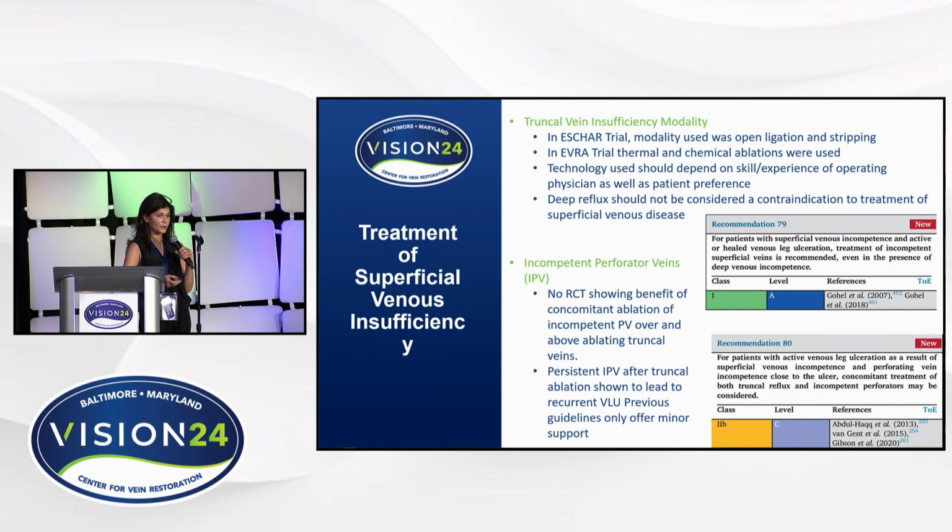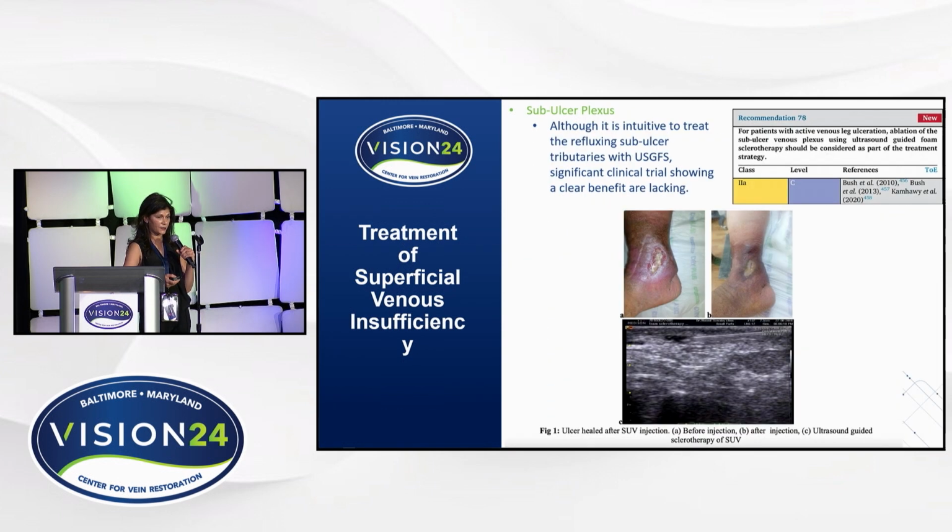There's incompetent perforator veins. There are no randomized controlled trials there, but definitely persistent reflux in perforators after truncal ablation does lead to recurrence, so they are recommending considering concomitant or successive treatment of incompetent perforator veins. This is interesting in that the US guidelines don't talk about the subulcer plexus, but in the European guidelines, they do say it's intuitive to treat that plexus with ultrasound-guided foam, which, as we're hearing, could actually attack the dermal plexus, so that makes a lot of sense, and that is a new recommendation for them.